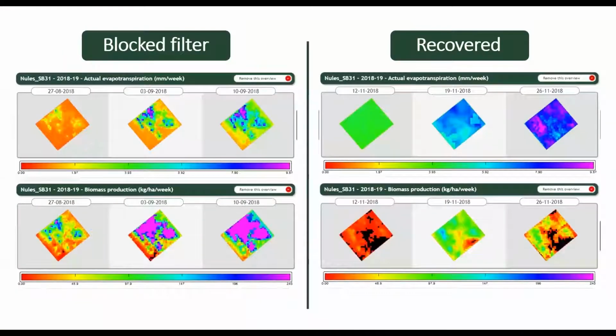The following is an example of a blocked sand filter in a newly planted block of citrus. In the bottom of the block, you can clearly see in the actual evapotranspiration and the biomass production that all along the first few rows, there's a reduction in both parameters.